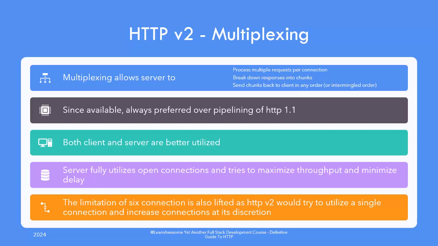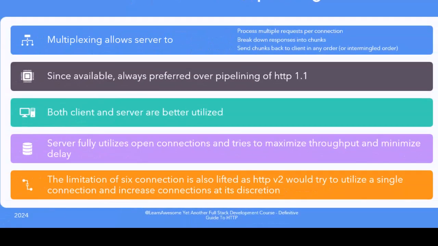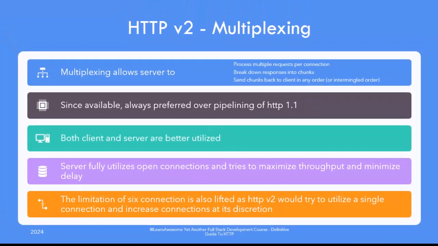Multiplexing, in contrast to pipelining, allows the server to break down responses into chunks and send them back to the client in any order or intermingled order. If you want parallel processing of your requests, you would always go for HTTP 2 instead of pipelining. In HTTP v2, both client and server are better utilized, and the server breaks down responses into chunks and fully utilizes the open connections and tries to maximize throughput and minimize delay.